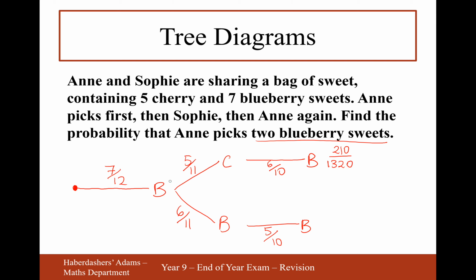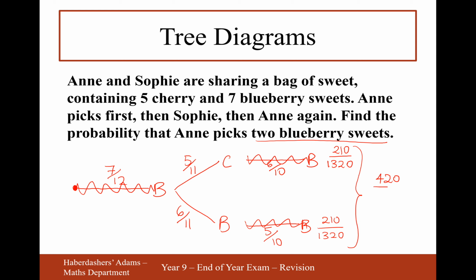Then the probability of going blueberry, blueberry, blueberry will be 7 times 6 times 5, which is again 210 over 1320. And then the combined probability of this, why are we combining the probabilities here? Because all we're looking for is to make sure that Anne had a blueberry, then a blueberry sweet afterwards. It didn't matter to us what Sophie picked, as long as Anne had her 2 blueberry sweets. So we'll combine these 2 options because we don't mind which route we took on the tree diagram.